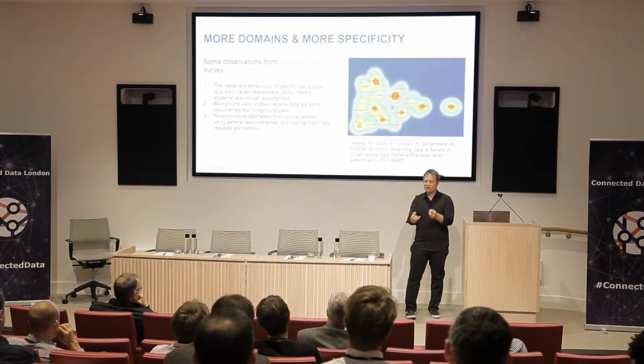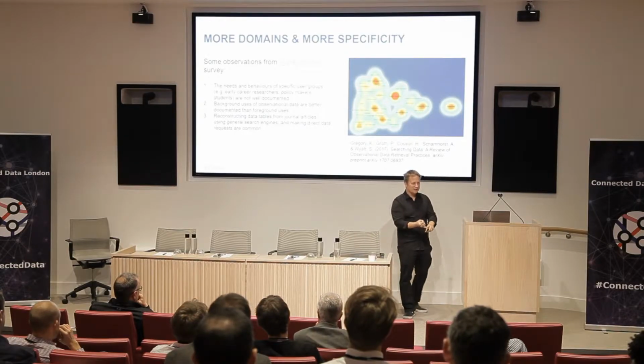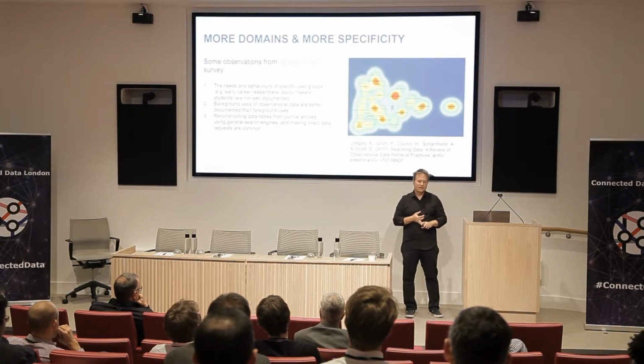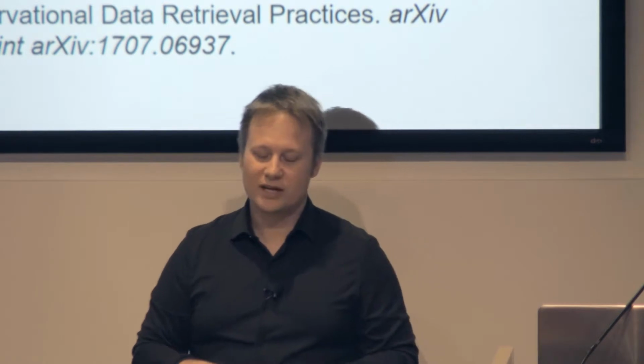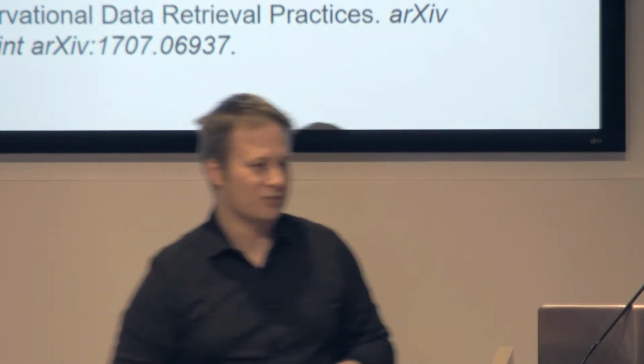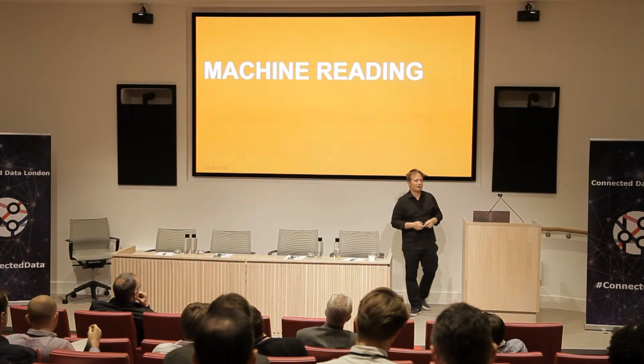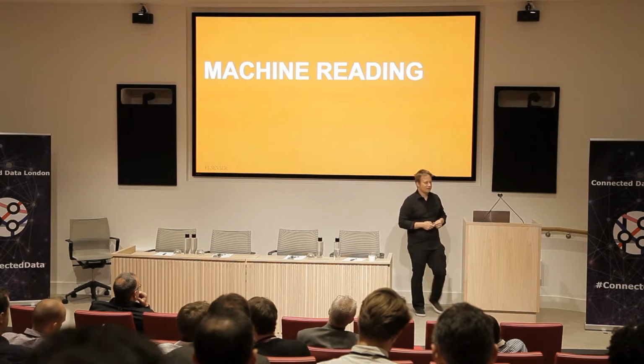So we need to be able to produce these knowledge graphs much faster, and we need to be able to do them at high quality. I'm going to talk about three ways we've been exploring to do that and show you some examples along the way. The first is machine reading, so natural language processing here.